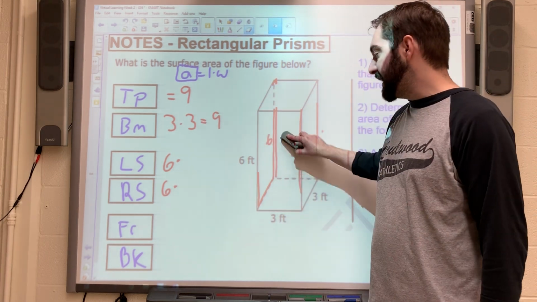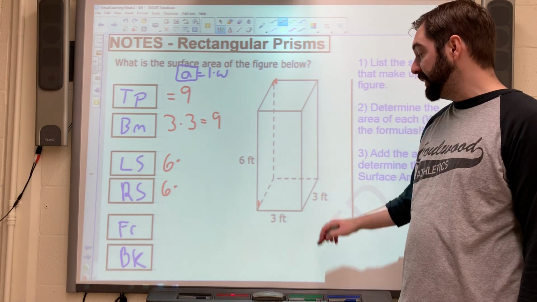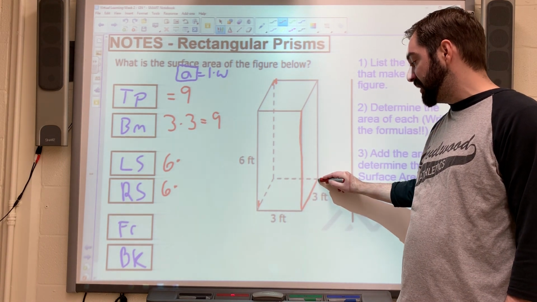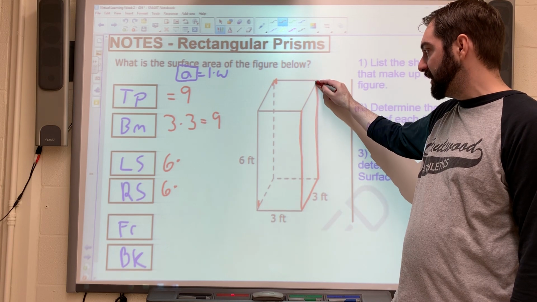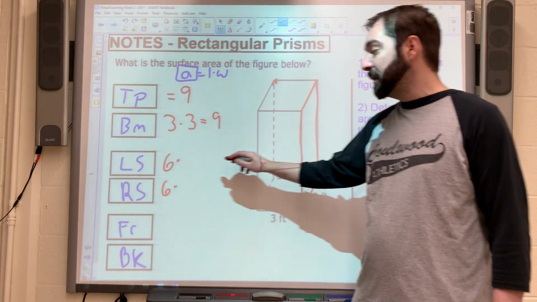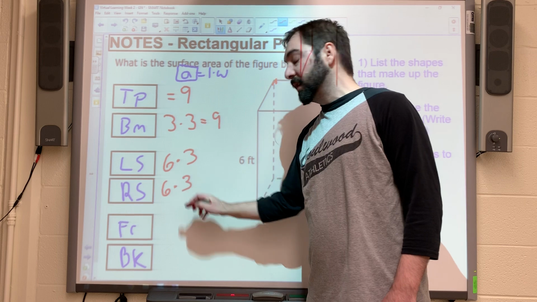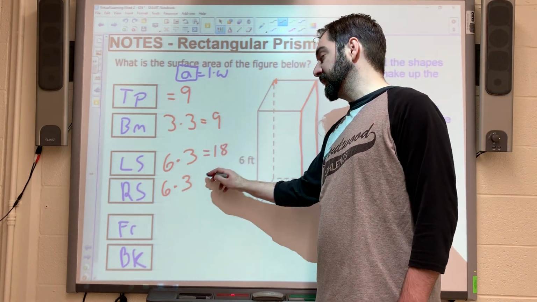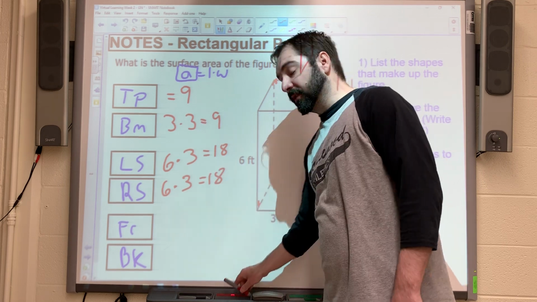So let me trace out the right side. Maybe I'll get the width on that side. I trace out, well, I don't go by anything. I keep tracing. I just went by 3. Just to double check, did I go by any other numbers? No, I didn't. That means the left and the right must both be 6 times 3, which has a product of 18. Okay, so far so good.